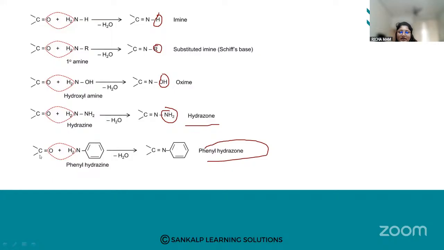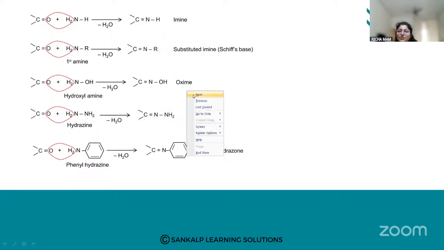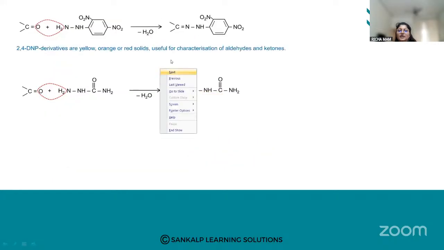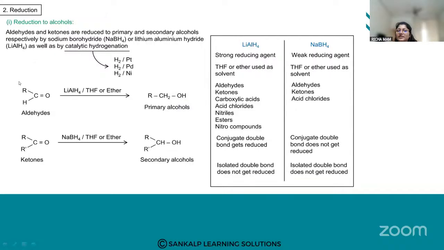So let us start today's class. Here we are going to start with reduction. I hope you know the meaning of reduction. Reduction is nothing but removal of oxygen or addition of hydrogen. What we are doing here is taking ketones or aldehydes and reducing them to the respective alcohols.